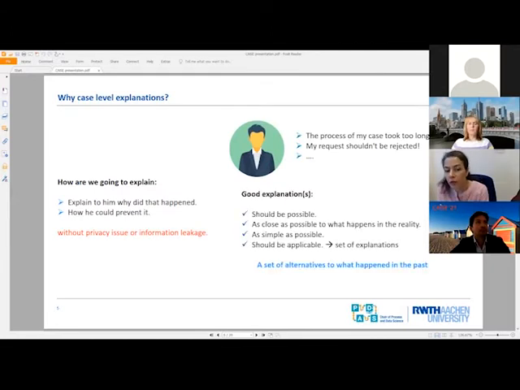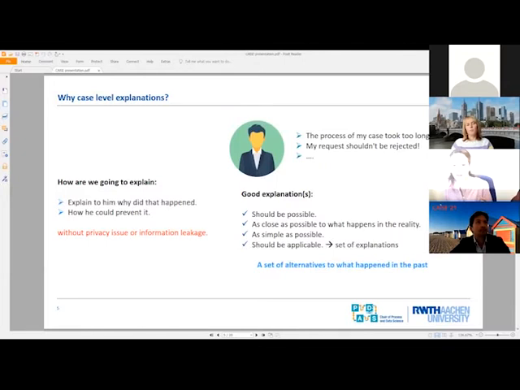For that, we need to give John a set of good explanations. First of all, they should be possible explanations. Second, they need to be close to reality. They need to be simple and understandable by a human, and they need to be applicable. Applicable means that the person can act on them. It is sort of case sensitive, and we need to give everyone a set of explanations, and that person can decide which one to pick.